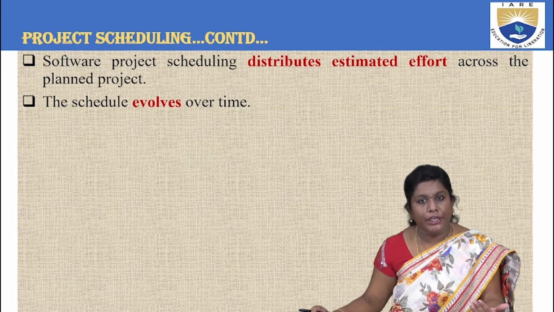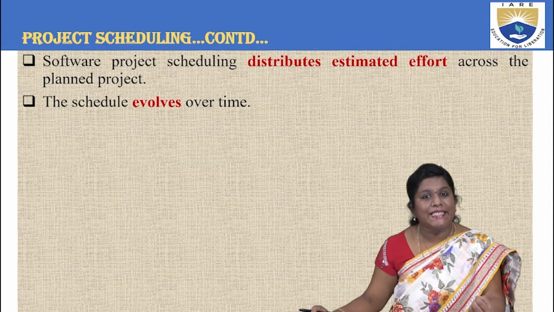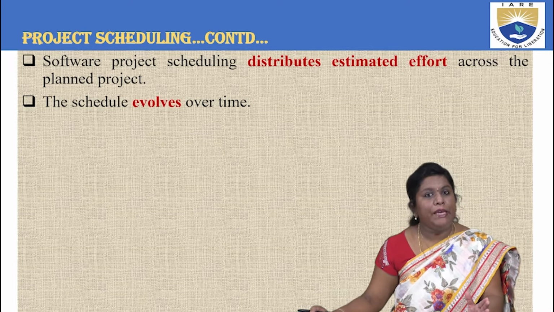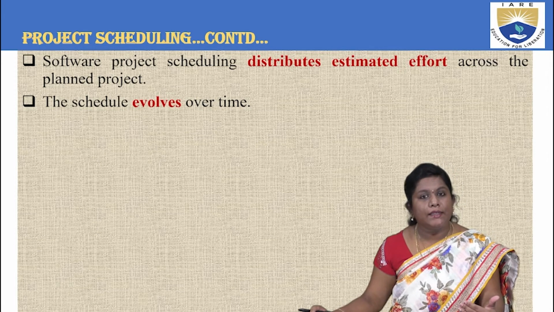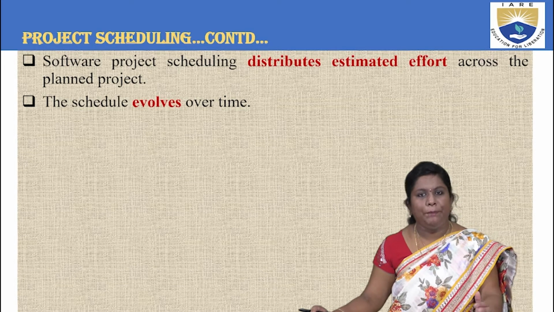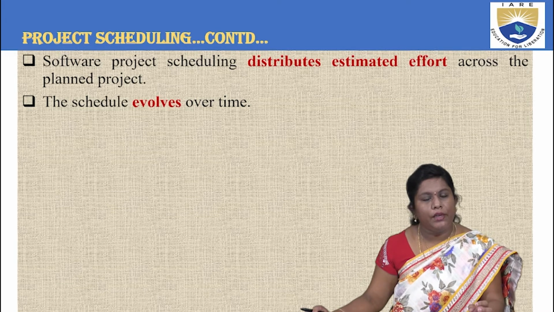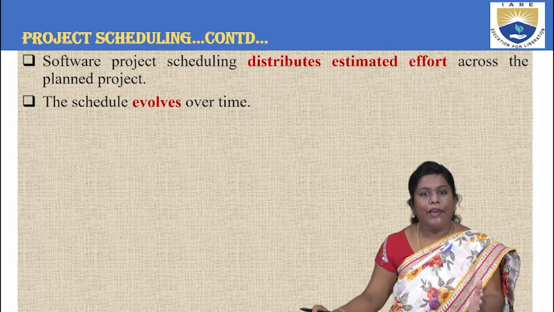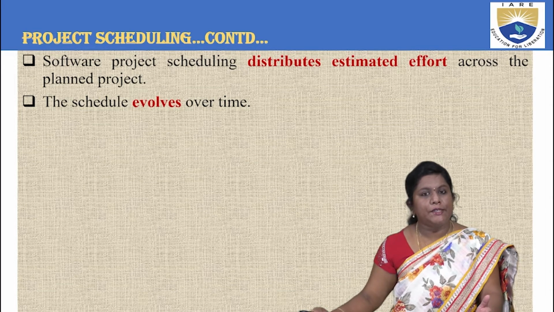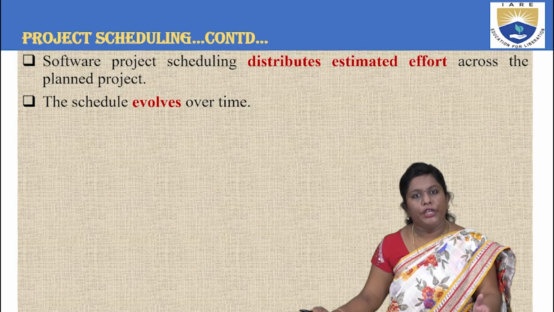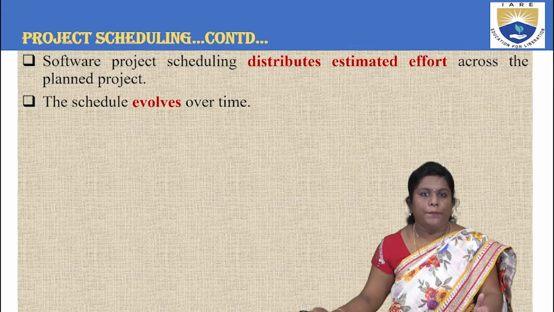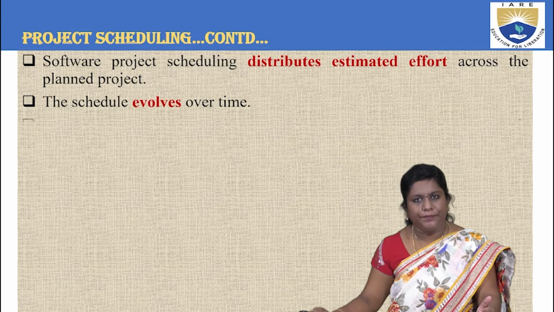The software project scheduling is trying to distribute the estimated effort throughout the planned project. So whatever tasks have been planned in a project, there is an effort that is being distributed to each and every task, involving people as well. And this schedule evolves over time. That is, every task that is being executed is having a check, and throughout the process, every unit that is being executed is having a monitor or check through the time. In how much time are we able to execute this particular process or that particular unit.